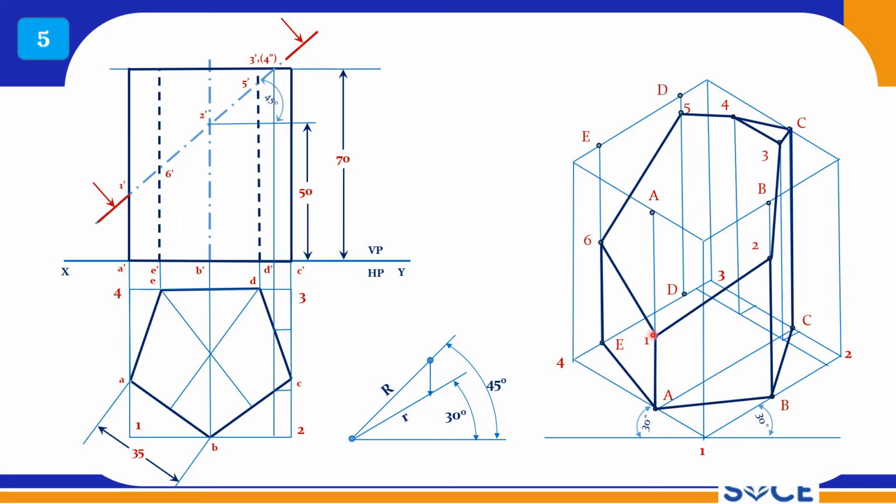So this is the final isometric projection. It is the projection of this truncated prism, truncated prism of pentagon base shape. This is problem number 5.